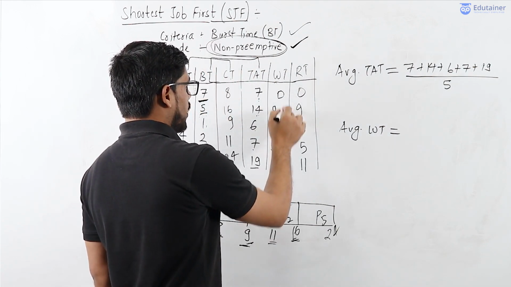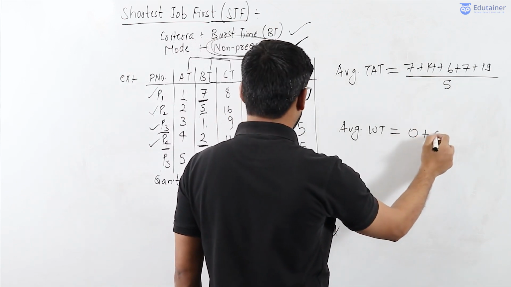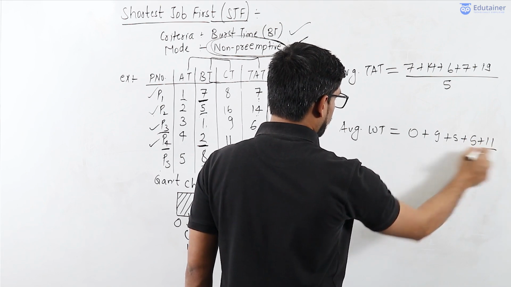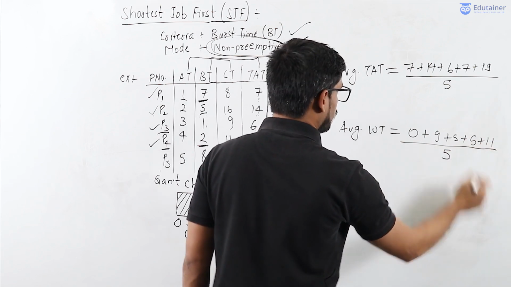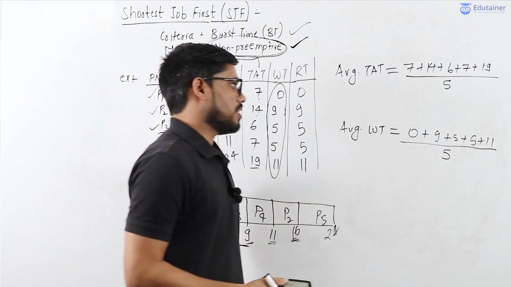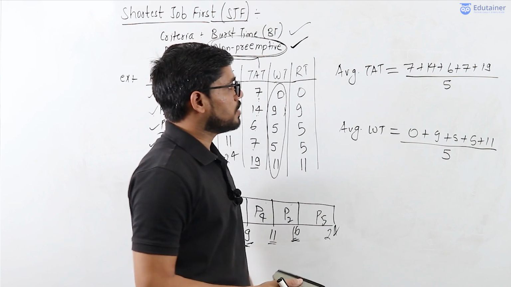Similarly, find the average waiting time. Add these numbers: 0 plus 9 plus 5 plus 5 plus 11, divided by 5, because there are a total of 5 processes available. So you will find the average waiting time. So do the math please.